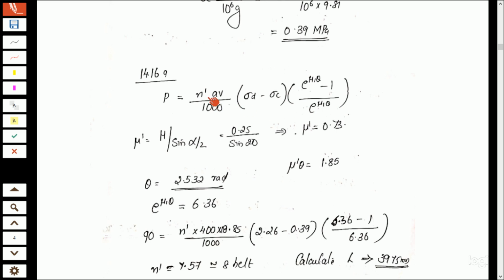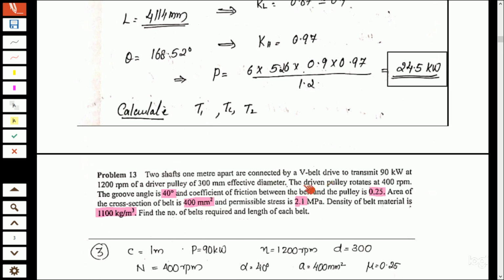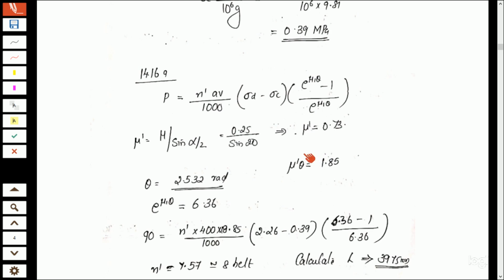So you have to calculate the value of n dash. In the question they have given the value of a, we have the value of v, we know how to calculate the value of sigma c, and sigma d is given in the question. It's wrongly written here, it is not 2.26, it has to be 2.1. So kindly make that correction to 2.1 and recalculate. This particular value I have obtained is based upon 2.26. Please rewrite this as 2.1.